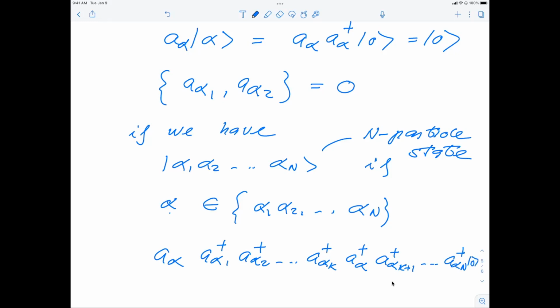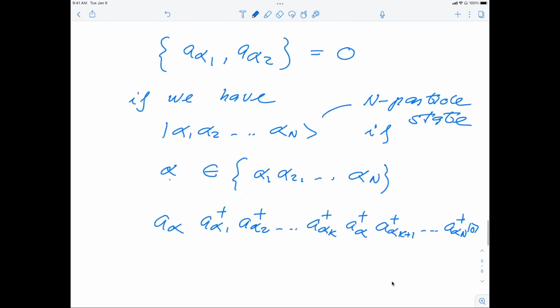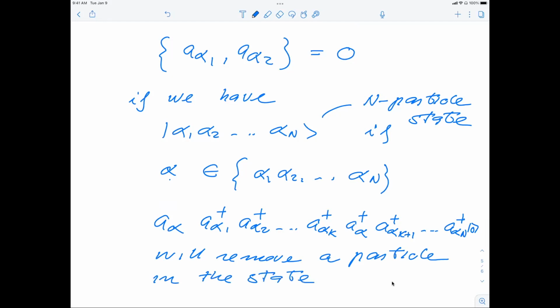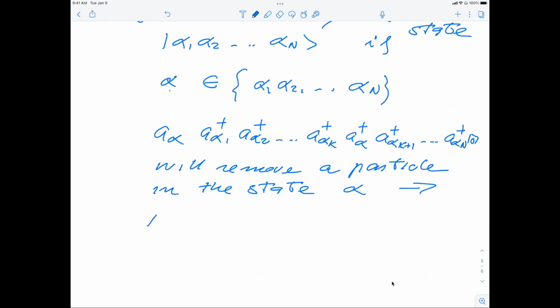Now, there's one thing which I haven't told you yet, because there's another anti-commutation rule which we're going to define after the break. But this state here is going to now remove a particle in the state alpha. So that leads to an n-1 particle state.